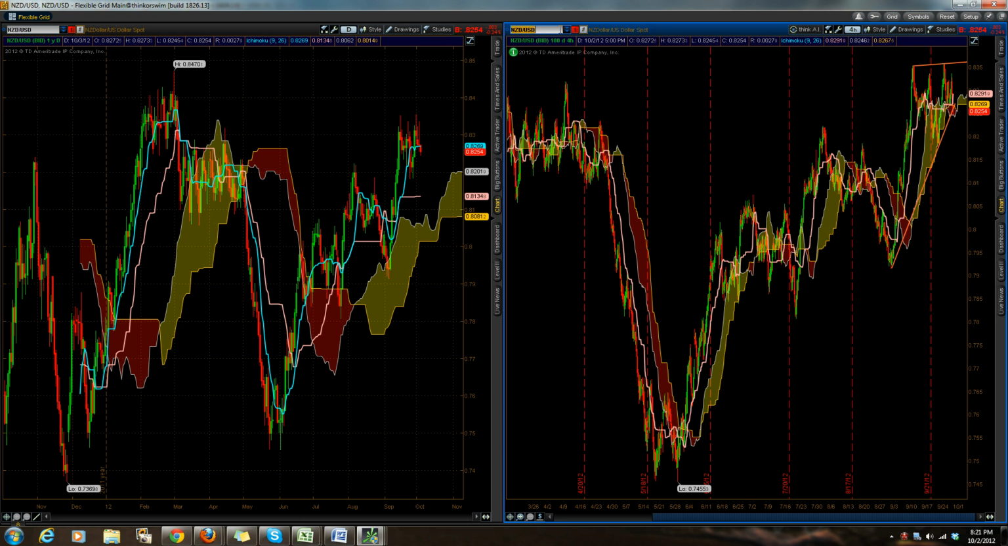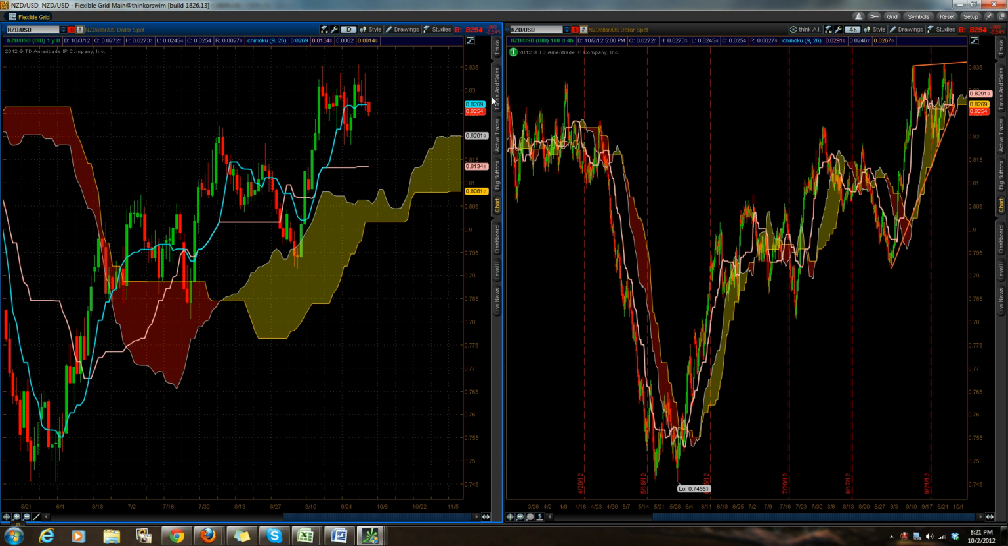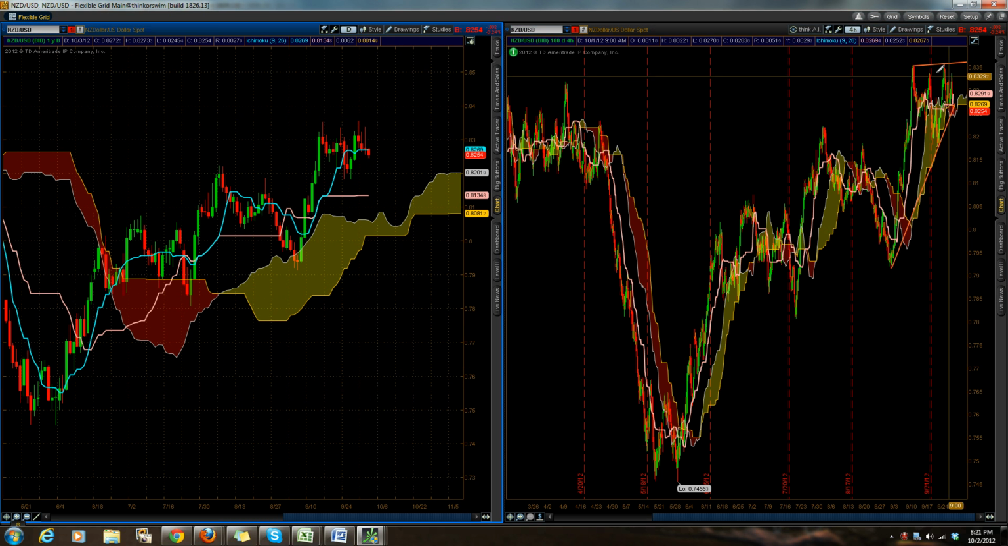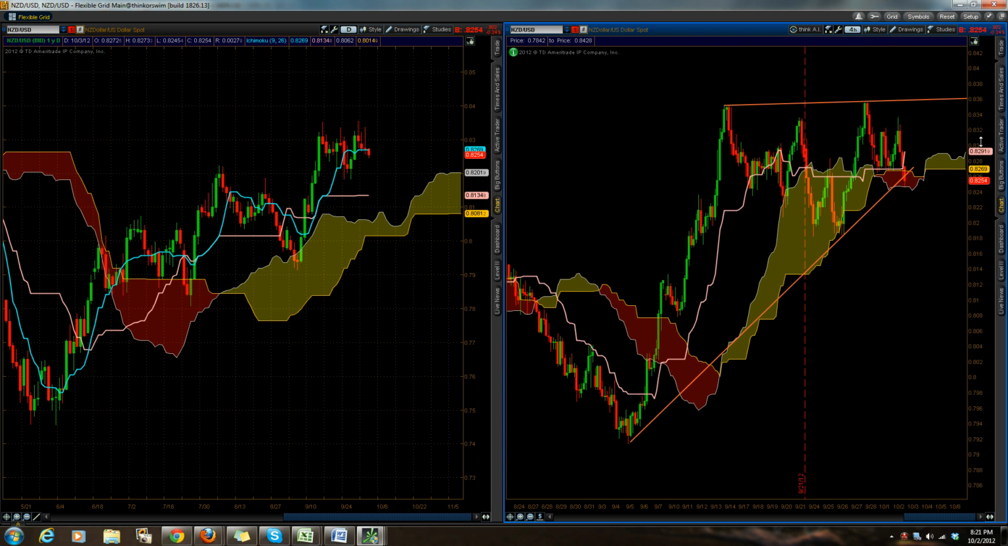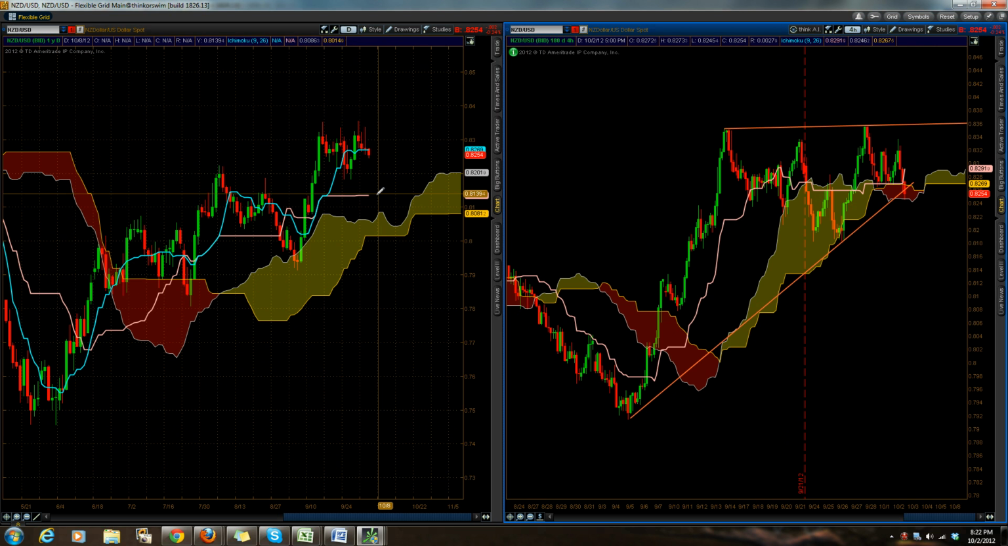Kiwi dollar. Kiwi dollar not really following suit with the Aussie. However, on the daily chart, we have a flat Kijun that should be providing some support at 0.8134. The future cloud is also bullish.